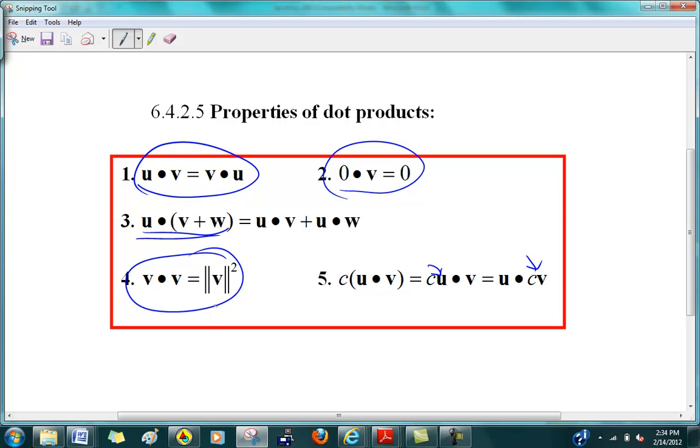So here it is, find the magnitude squared. Magnitude squared is equal to the dot product of the vector with itself. So v dot v is equal to magnitude squared. And if you only want the magnitude, then obviously you need to take the square root.